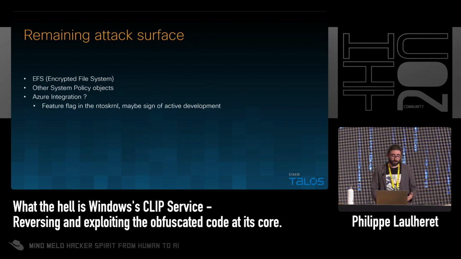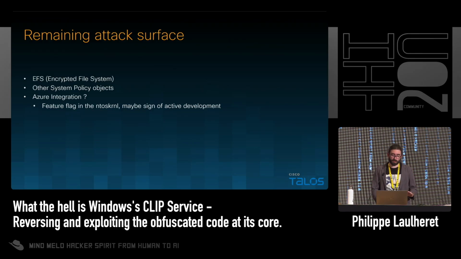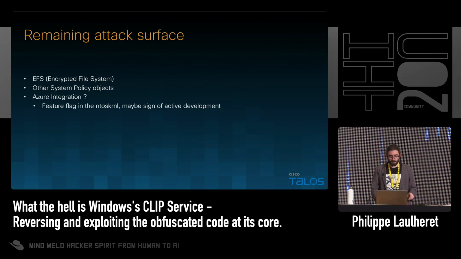Now, if you want to take this research further, there is still more interesting stuff to look at. The EFS, the encrypted file system, touches some file system drivers and so on. There are many system policy objects that may or may not be directly handled by clipsp. And some of the flags I've seen in the kernel mention Azure integration. So to me, it looks like some of the functions are conditionally enabled, I think. It suggests that they probably keep developing the driver, so if you keep looking at it, maybe there will be new stuff popping up that could be interesting.